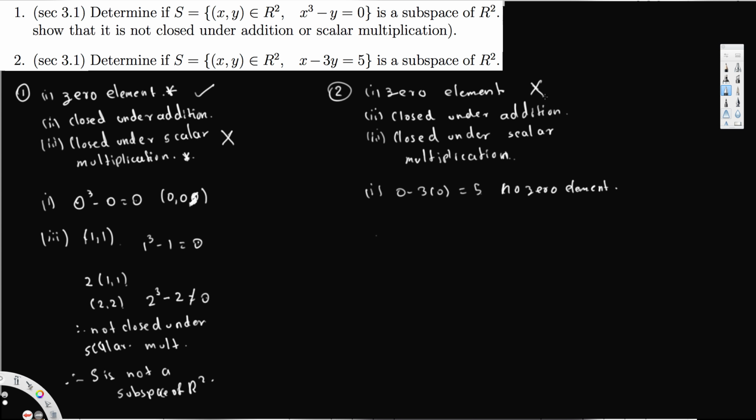We don't have to check it any further, but let's check the third one too. If it fails one condition, you don't have to do the other things; you already know that this is not a subspace of R2. But let's check the third one anyway. Let's pick a value that will make this equal to 5. 8 and 1 will make this value 5, so let's pick 8 and 1.